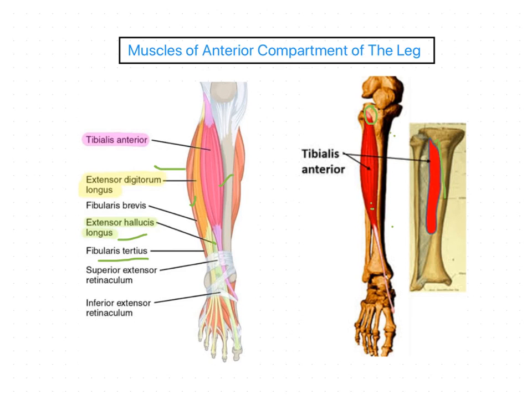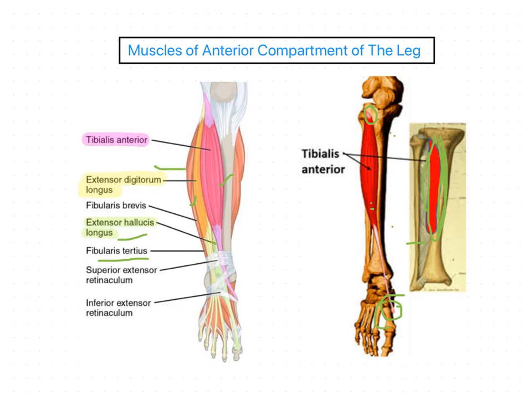So here you can find the lateral surface, okay, and also some of the fibers are originating from the adjoining interosseous membrane. This is the interosseous membrane. These are the origins of the tibialis anterior, and it is getting inserted into the infero-medial surface of the medial cuneiform and the adjoining part of the base of the first metatarsal bone.